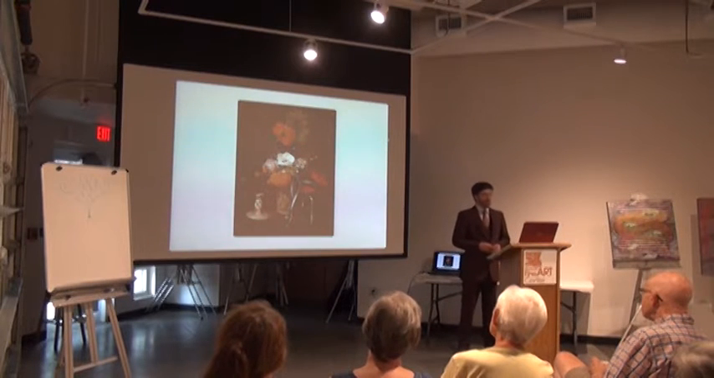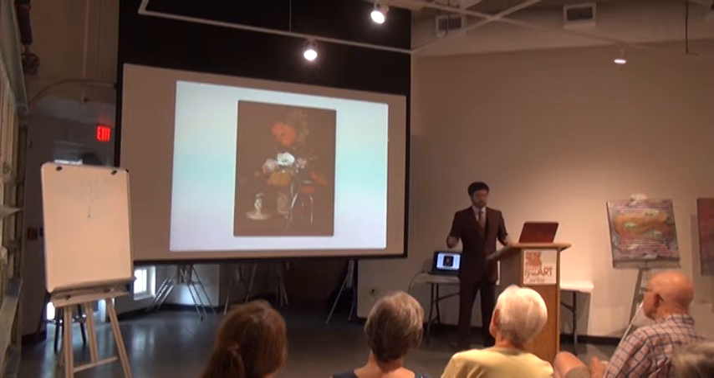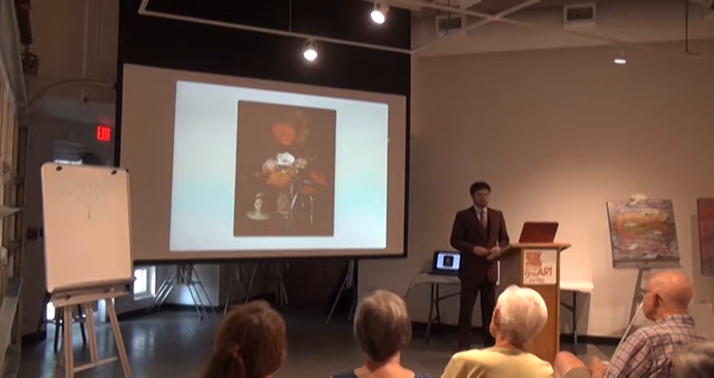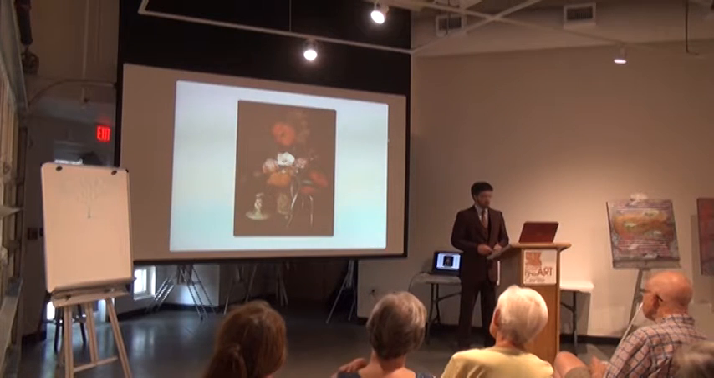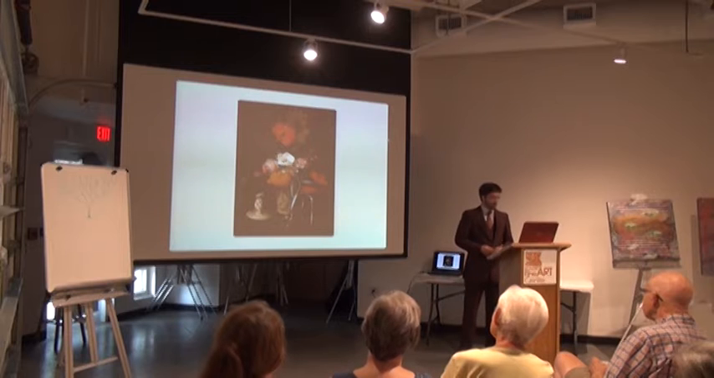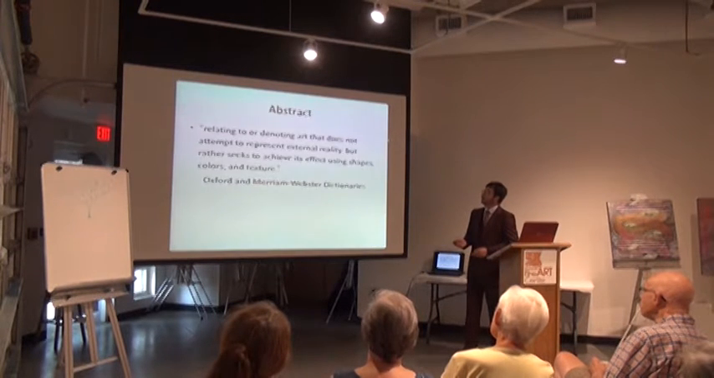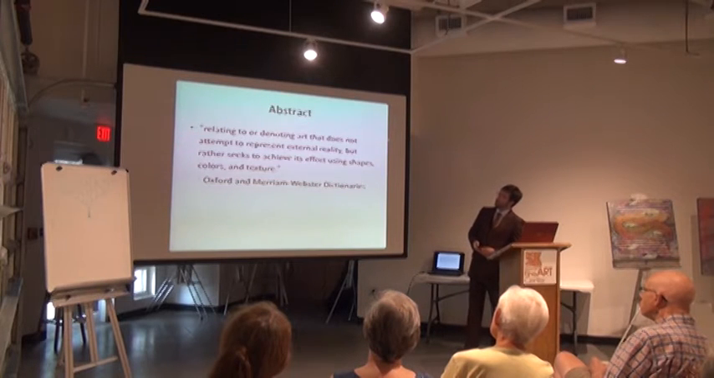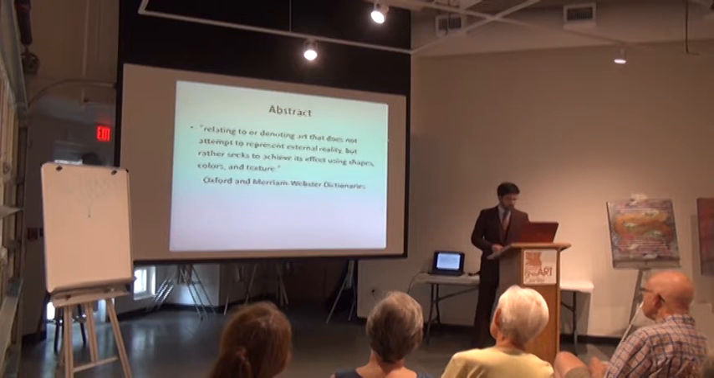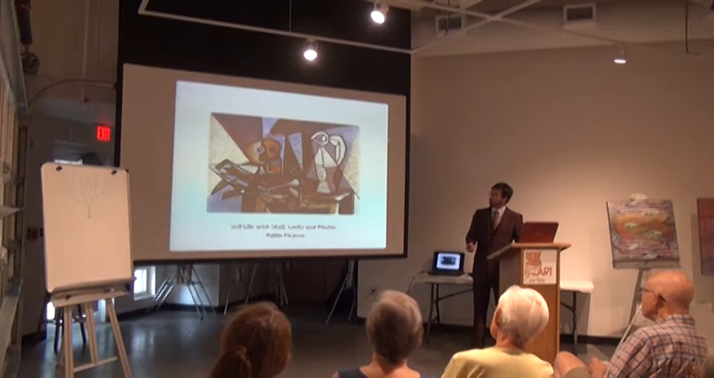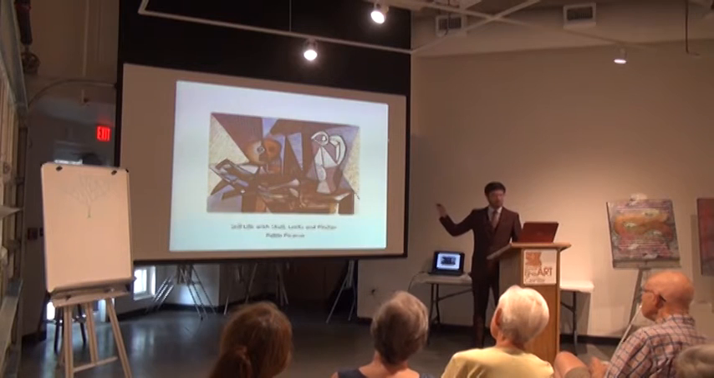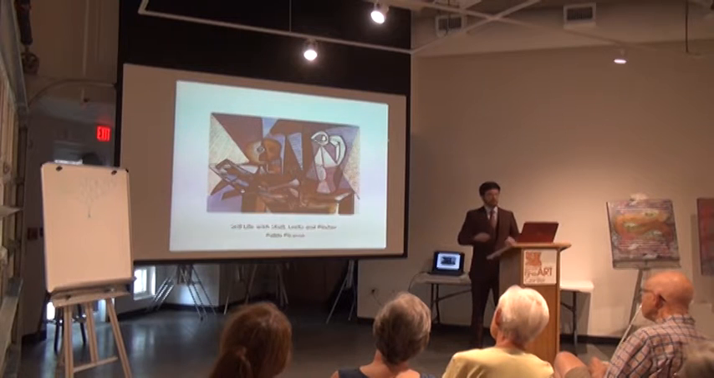So when we're discussing abstract art, I think it's important that we examine the definitions that we're using. The definition of abstract, in this case. We'll use the Oxford Dictionary. According to the Oxford Dictionary, abstract art is relating to or denoting art that does not attempt to represent external reality, but rather seeks to achieve its effect using shapes, colors, and texture. So keeping this in mind, we'll go back to our Picasso. And quite clearly, the artist is referencing external reality. So although we all felt that it was abstract, clearly this is a borderline piece, which I think you all felt anyway.